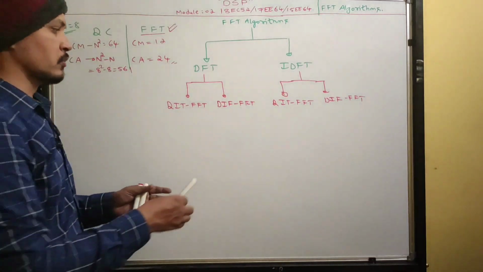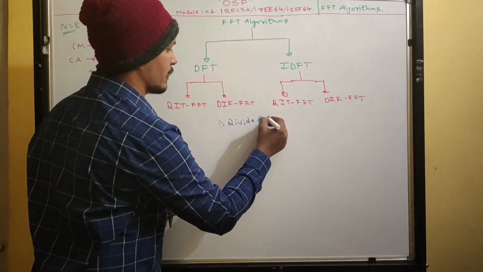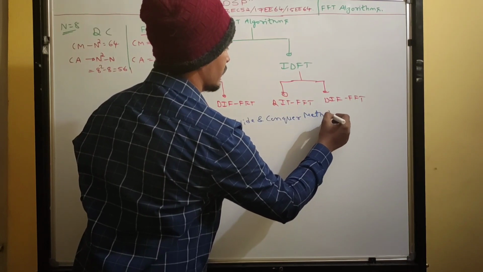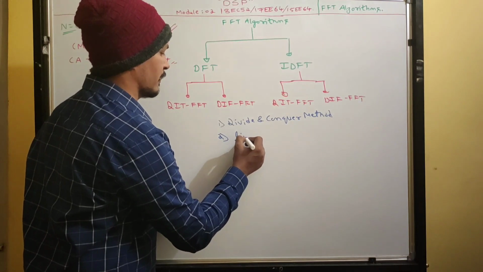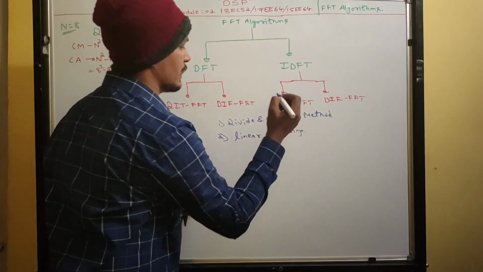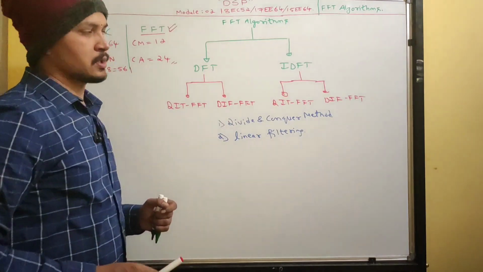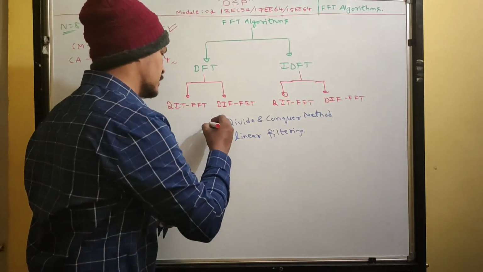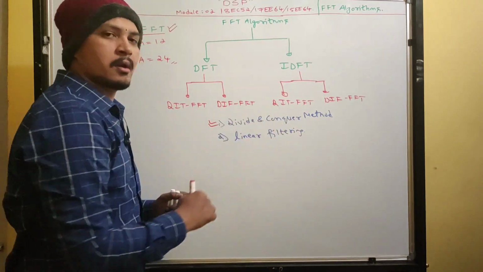Commonly we use two approaches. Method one is the divide and conquer method or approach. Another approach is linear filtering. We can compute DFT and IDFT by these two methods, which are the common methods in FFT algorithms. In your syllabus, in FFT algorithms, we are studying the divide and conquer method in detail.